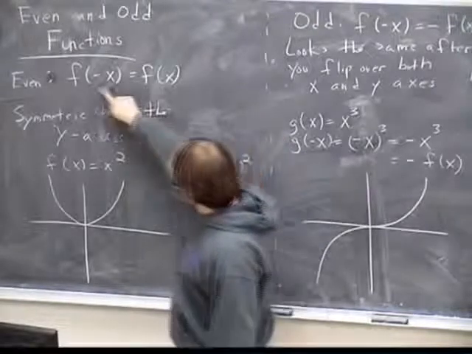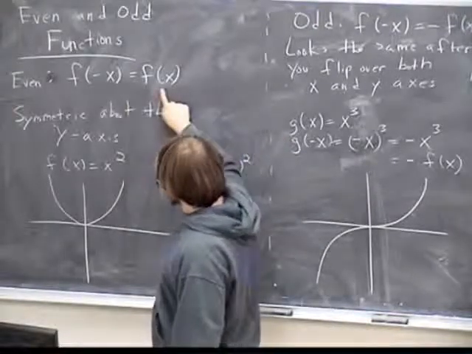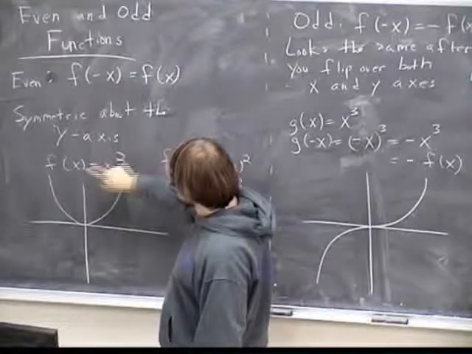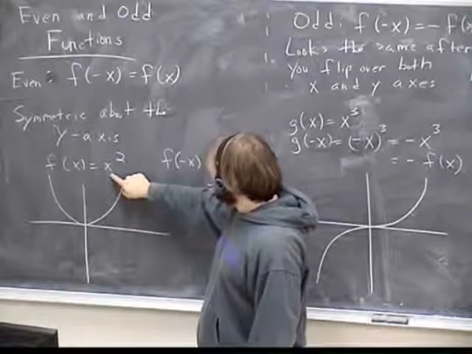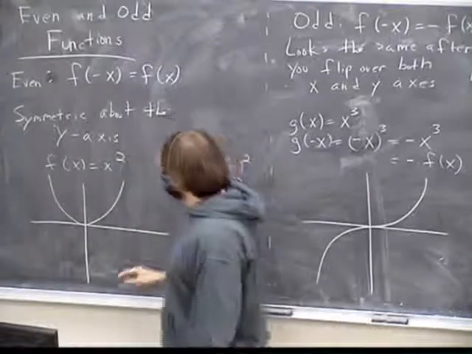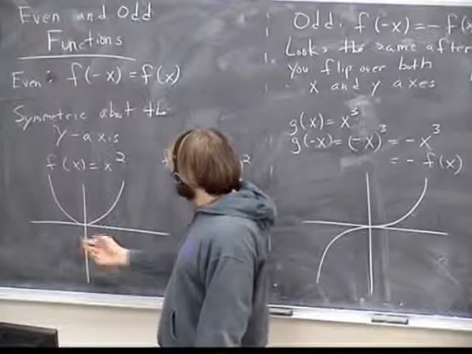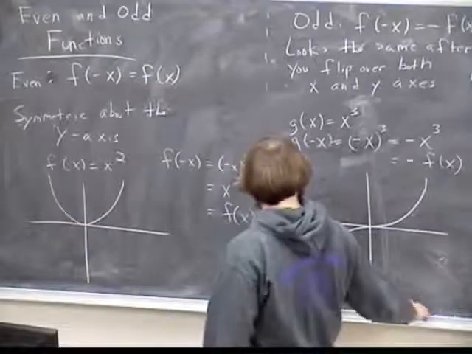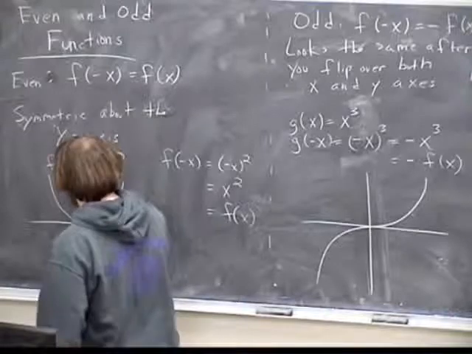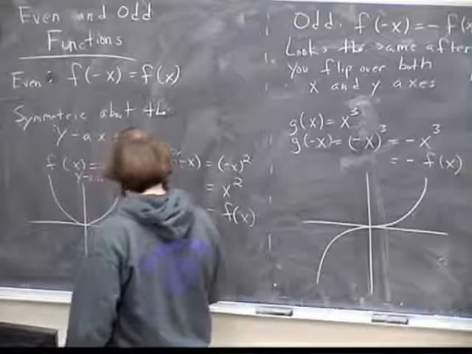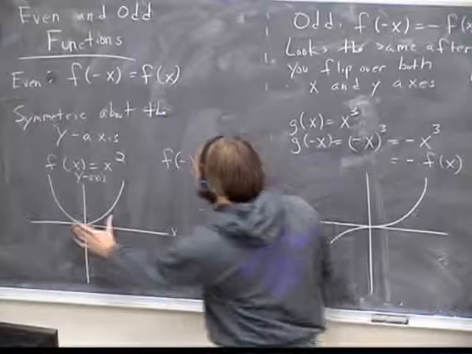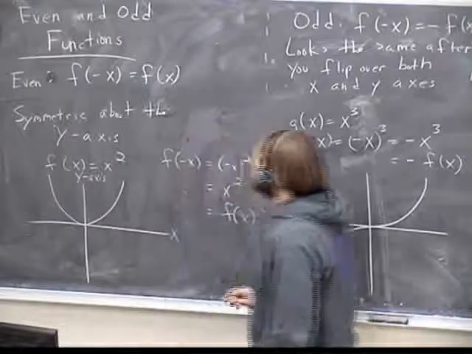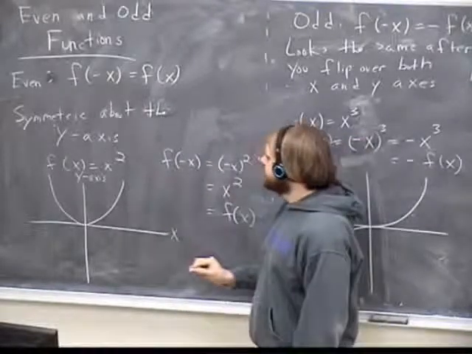Now, if you think about what this algebraic relationship means, it means that the graph of the function is symmetric about the y-axis. And here let's look at an example, f of x equals x squared. So, if we look at the graph of the function, we see that if we were to take the graph and flip it across the y-axis, remember this is the y-axis, and this is the x-axis. So if we were to take this function and flip it across the y-axis, we would get exactly the same graph. And that's how we know that this function is even.